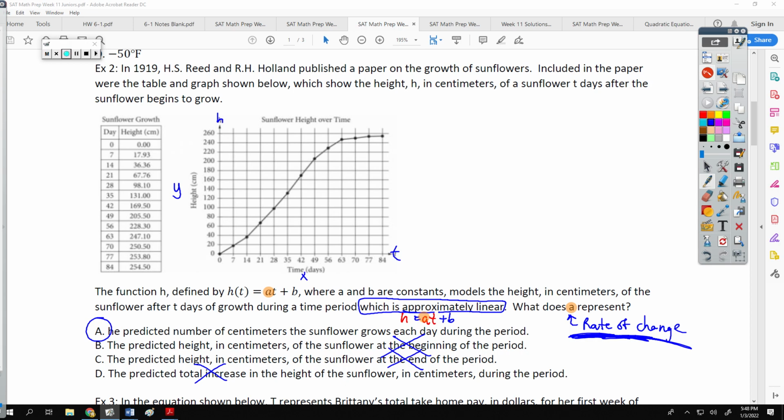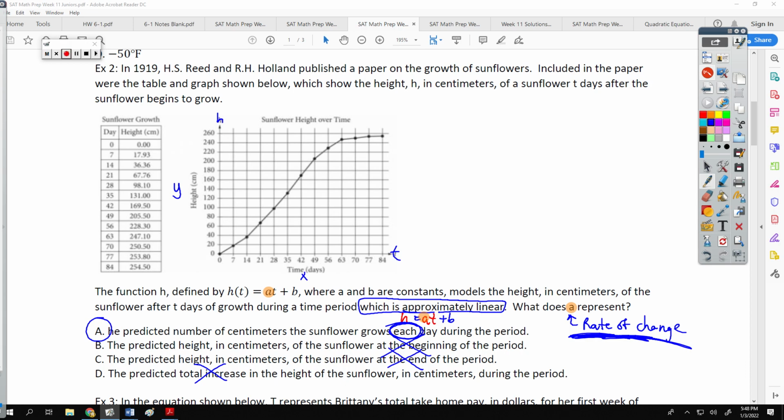All of that wording, all of that reading is unimportant if we recognize the structure. If we notice that h of t equals at plus b is the same as y equals mx plus b, and realize that a has to be the slope, has to be the rate of change. Because remember that rate of change has to have each or per in the answer in order to be a rate. You're looking for those key words that indicate a rate of change.